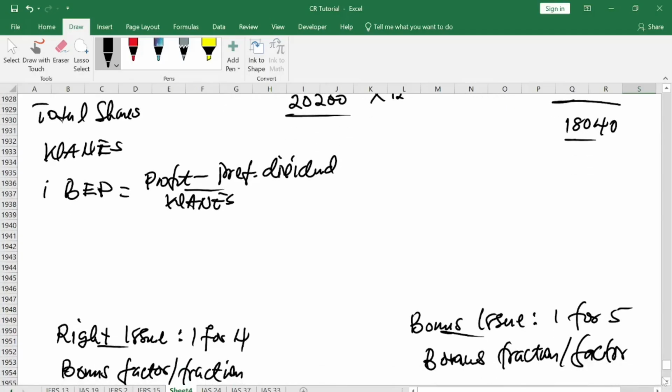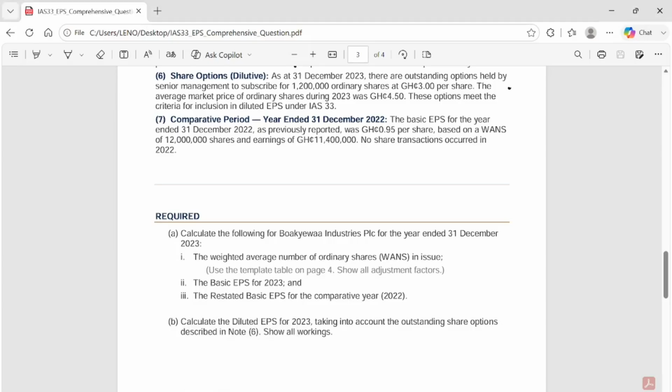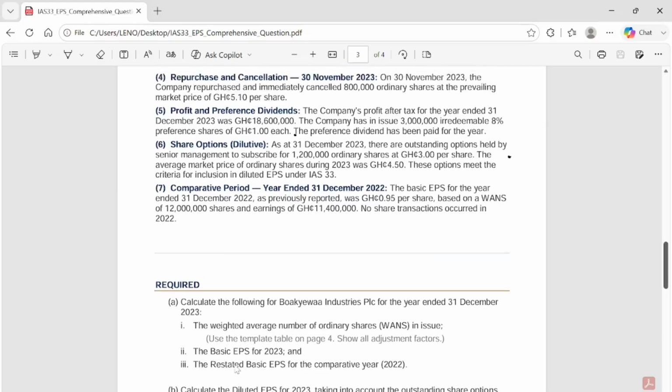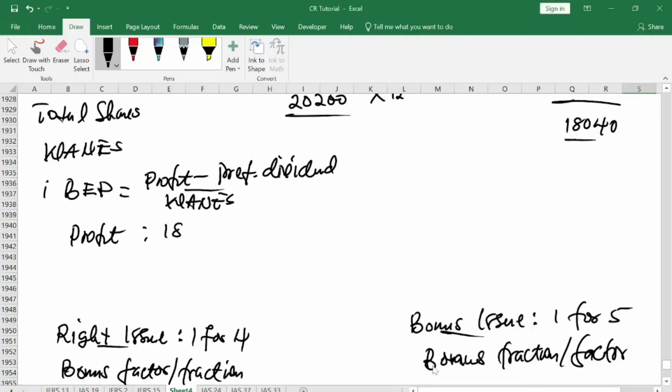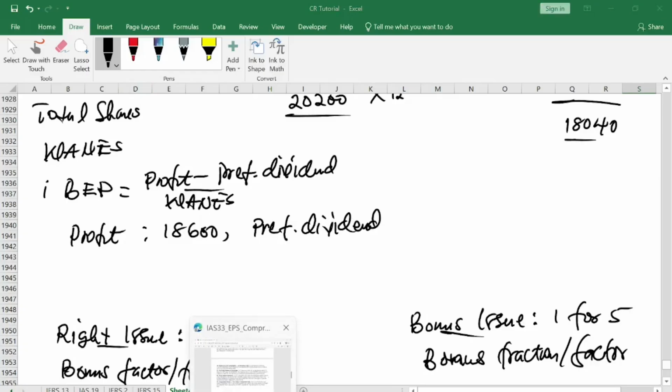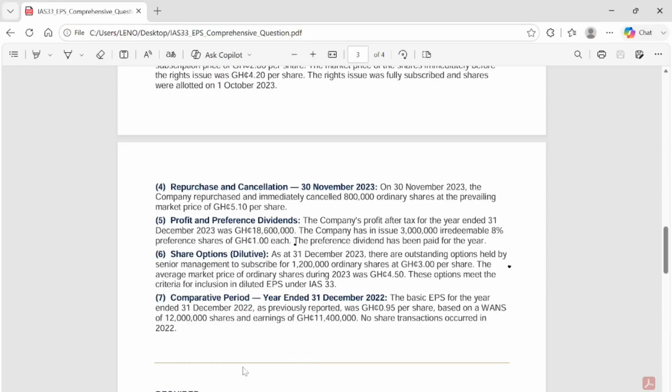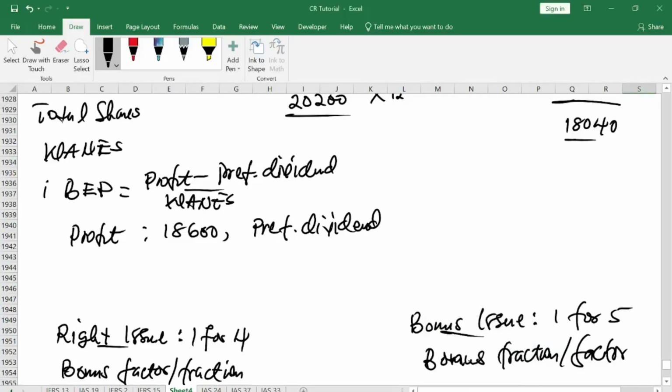In the question, do we have profits? Yes, we have profits. Profit declared in the question is how much? The company's profit after tax for the year was 18.6 million. Okay, so the profit is 18.6 million. And then there is a preference dividend. How much is the preference dividend as declared? The company has in issue 3 million irredeemable 8% preference shares, and the dividend has been paid. So we have preference shares.